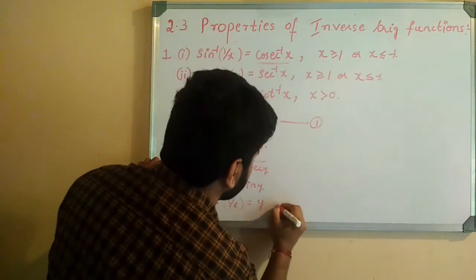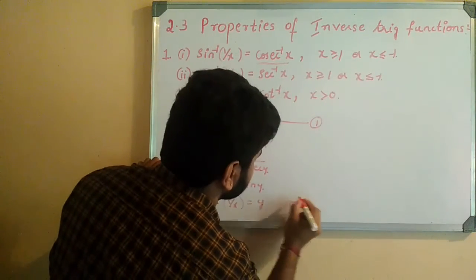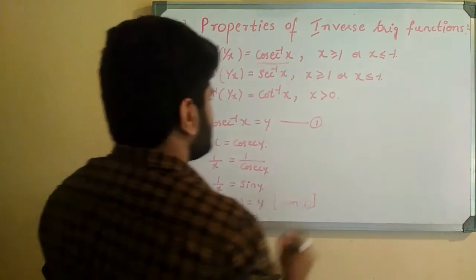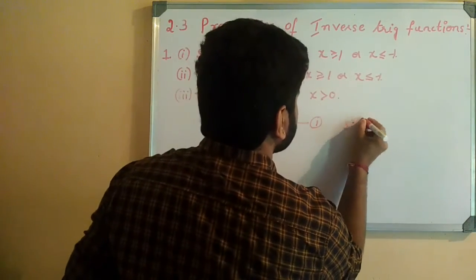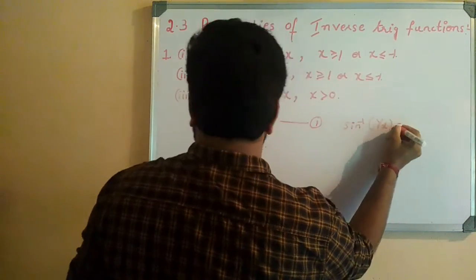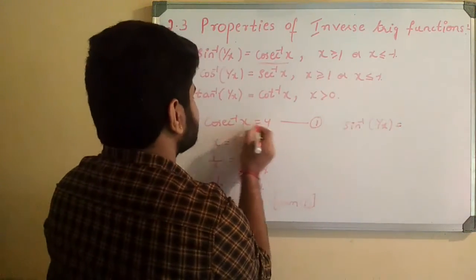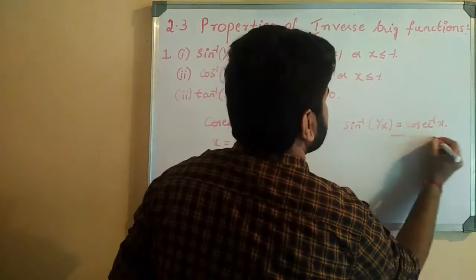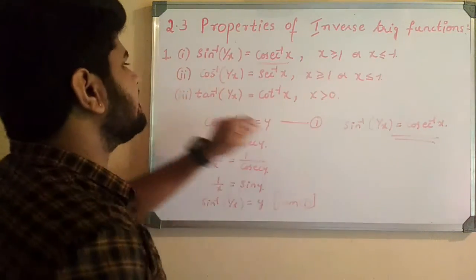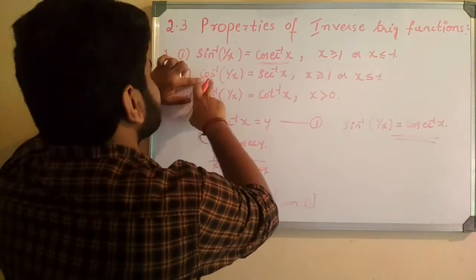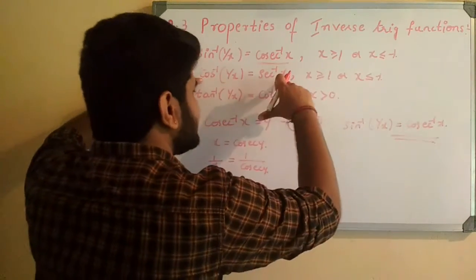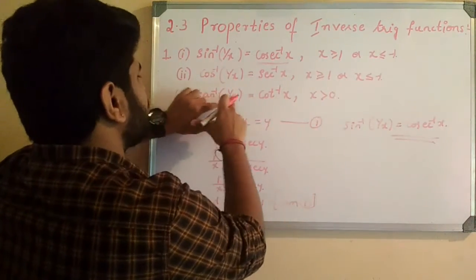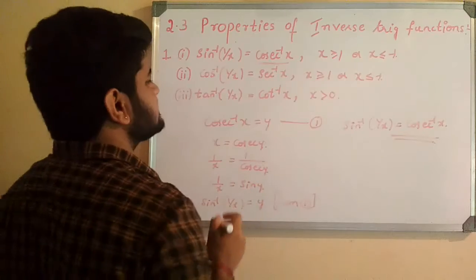So from equation 1, sin inverse of 1 by x is equal to y is equal to cosecant inverse x. In a similar way, cos inverse of 1 by x is equal to secant inverse x, and tan inverse of 1 by x is equal to cot inverse x.